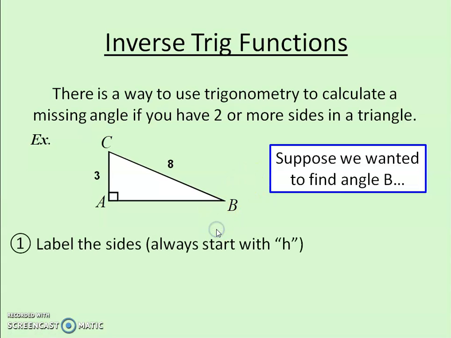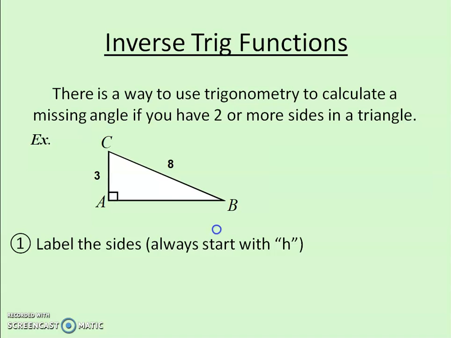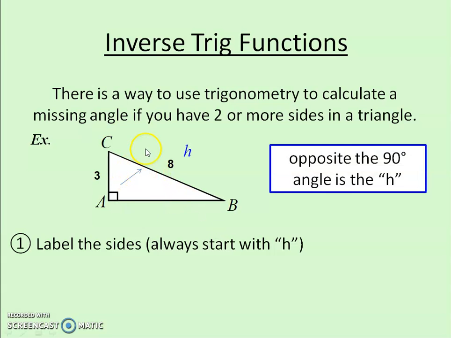You would start off by labeling the sides. And starting with H is the easiest way to start. Why? Well, H is the longest side. It's also the one that's opposite the 90-degree angle. So if you can't tell which one of these two is longest, we just know that because it's opposite the 90, this must be the hypotenuse, that's H.